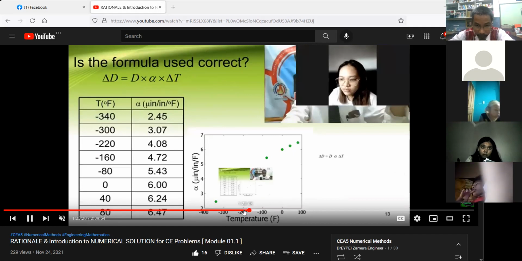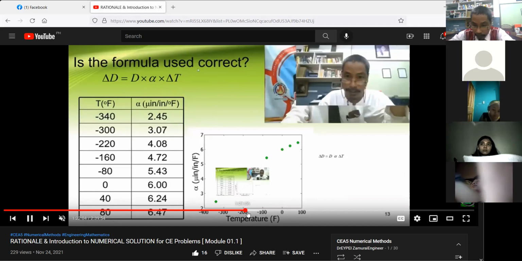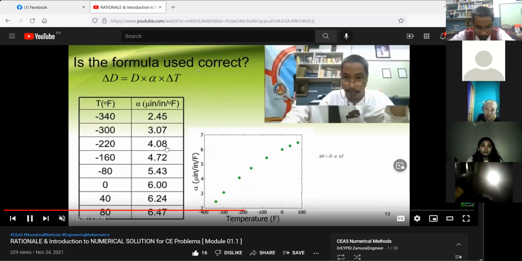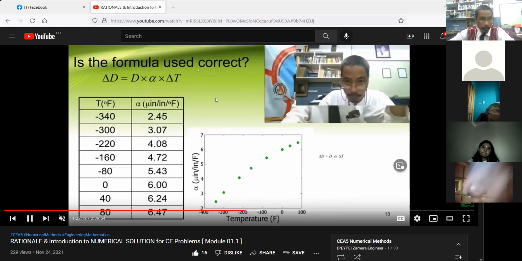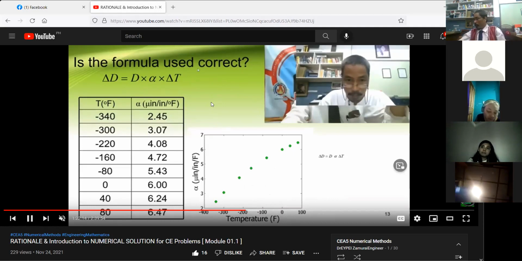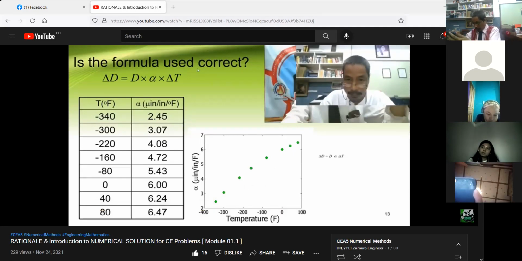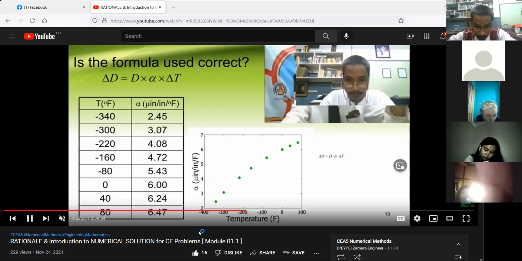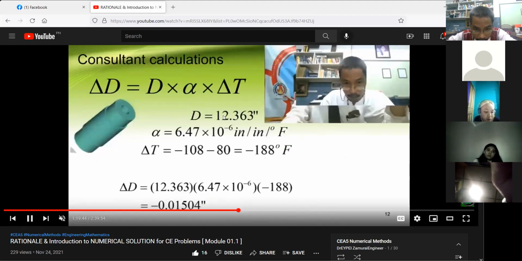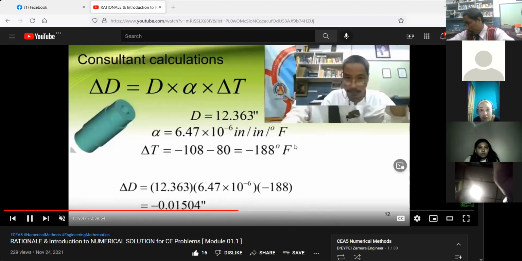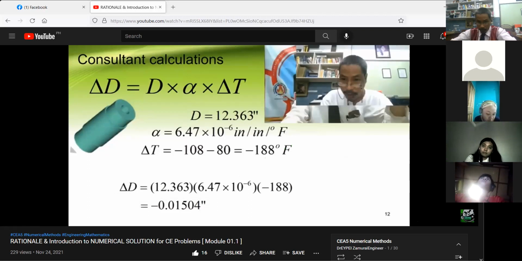Please take a screenshot of this table so that we can go back to it. And then, what is the original diameter of this example? The original diameter is 12.363. So let us practice with that example.